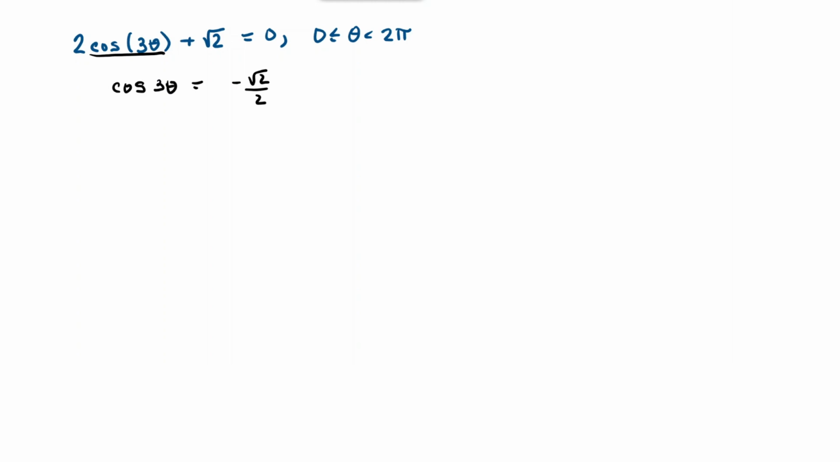Now notice that the angle is 3 theta. So I need to be concerned with the values of 3 theta that have negative root 2 over 2 as the value. So I need to adjust my domain so that it's in terms of 3 theta. And as you can see, that's done quite easily by just multiplying all 3 sides by 3. So this means that the angles I'm interested in for the trigonometric equation with 3 theta are 3 theta ranging from 0 to 6 pi, which means 3 full rotations.